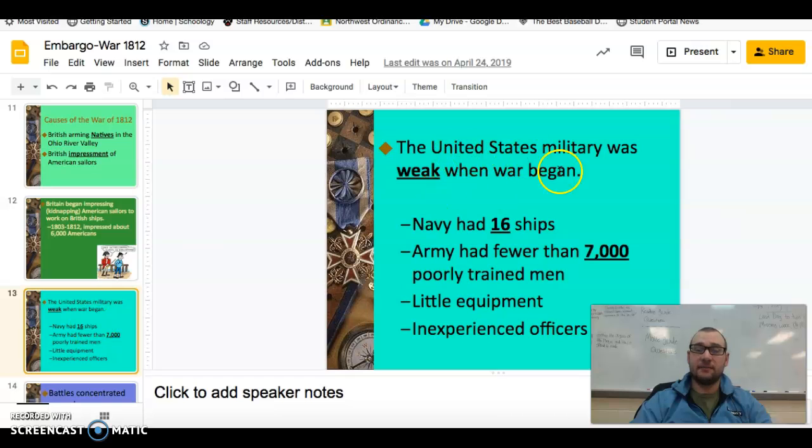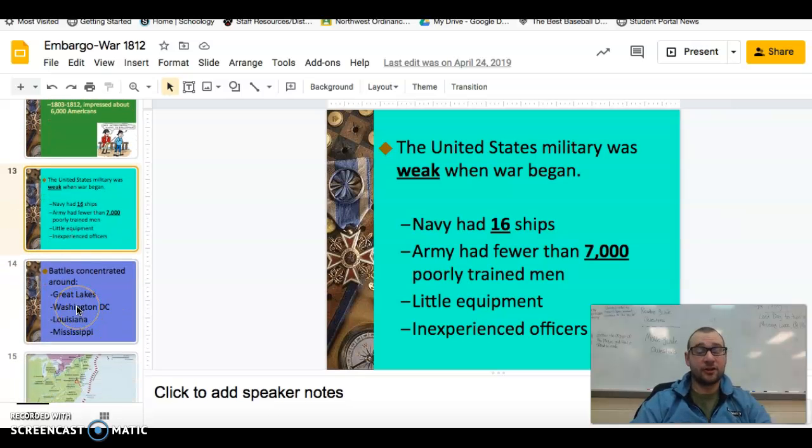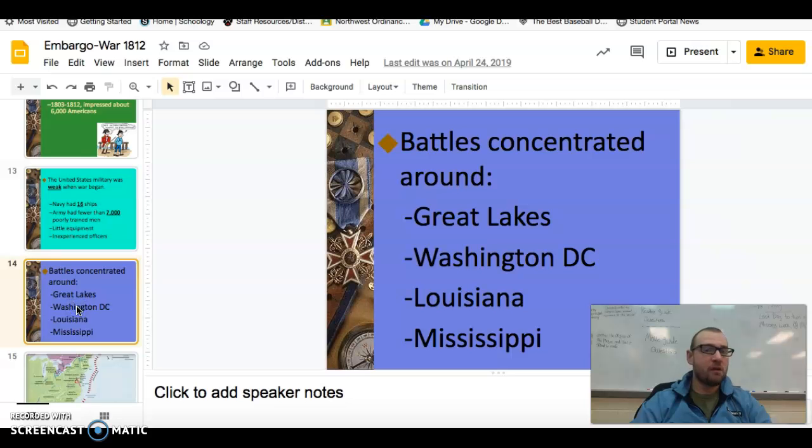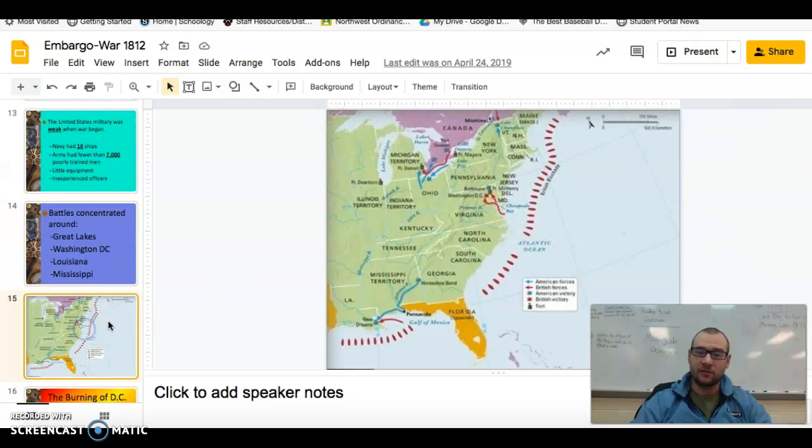All right, so the United States military was weak when the war began. We only had 16 ships. We had fewer than 7,000 poorly trained men, little equipment, and inexperienced officers. Basically, the exact same situation we were in prior to the start of the American Revolution. All right, the battles are concentrated around some interesting spots. We got the Great Lakes, Washington, D.C., Louisiana, and Mississippi. That's where the majority of the battles of the War of 1812 took place, as you can see here.